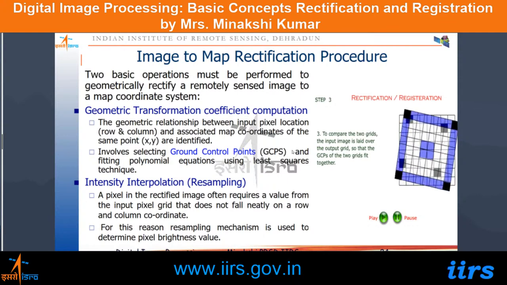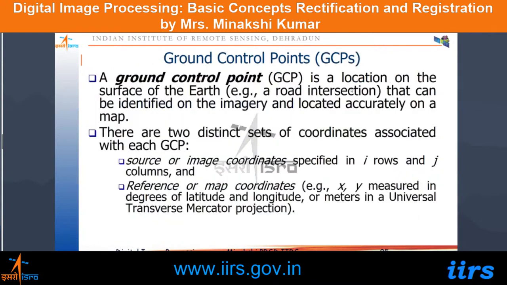We need ground control points to match the two. Which two? Image and topo sheet. Ground control points are distinct points which can be very well identified on the image and on the topo sheet, for example a road intersection, a corner of a building, a corner of a tower, and so on. So my ground control point will have two sets of coordinates: image coordinates, rows and columns, and map coordinates, latitude and longitude, or northing and easting.